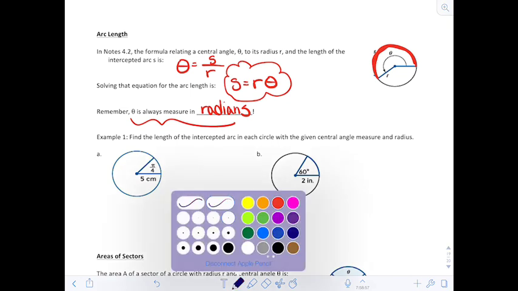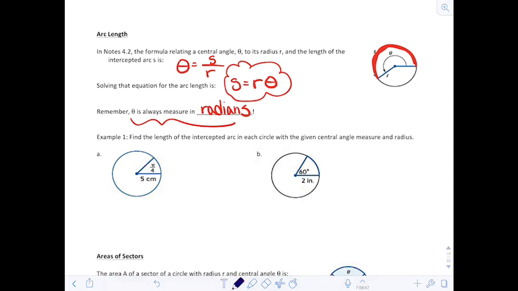And one thing that might help you to remember that, back in middle school, you learned the area of a circle was pi r squared. You never learned that it was 180 degrees r squared, right? So when we work with these formulas and circles, we always want to make sure that we're working in radians and in the pi mode.